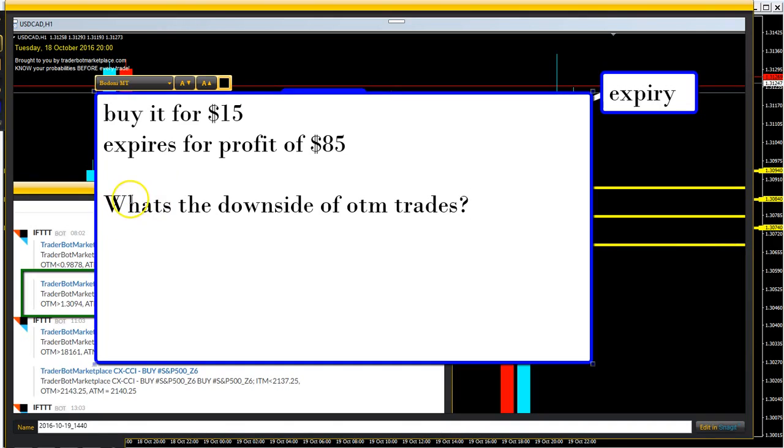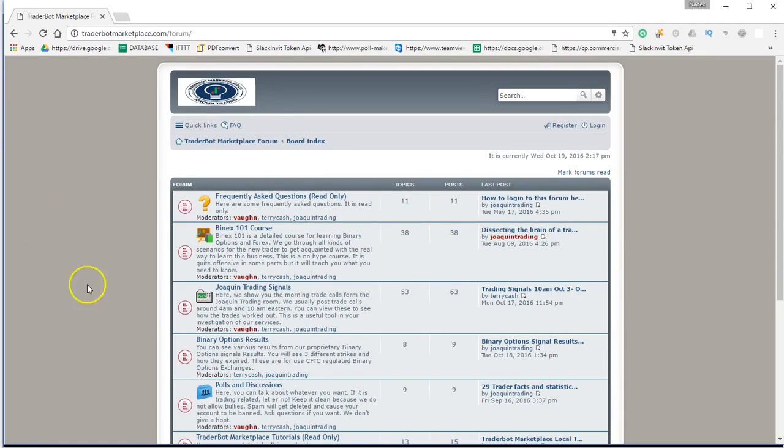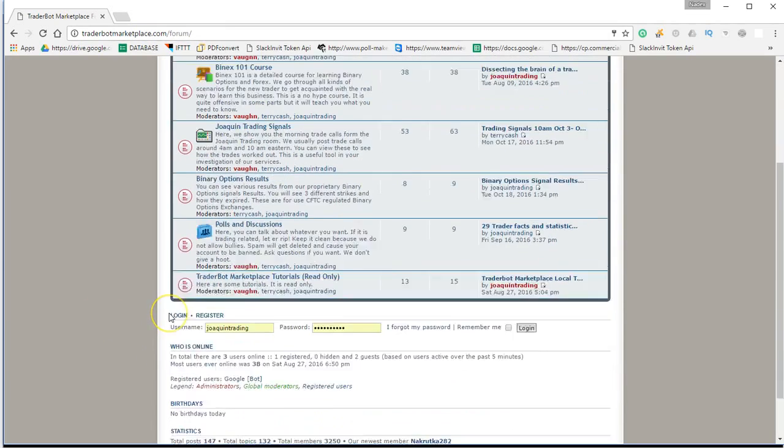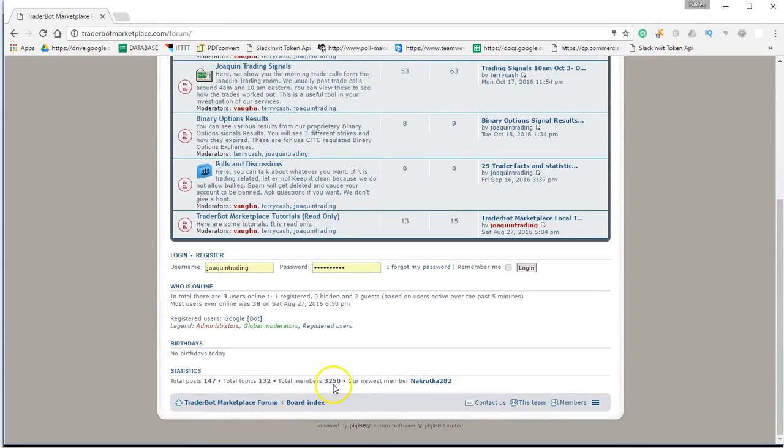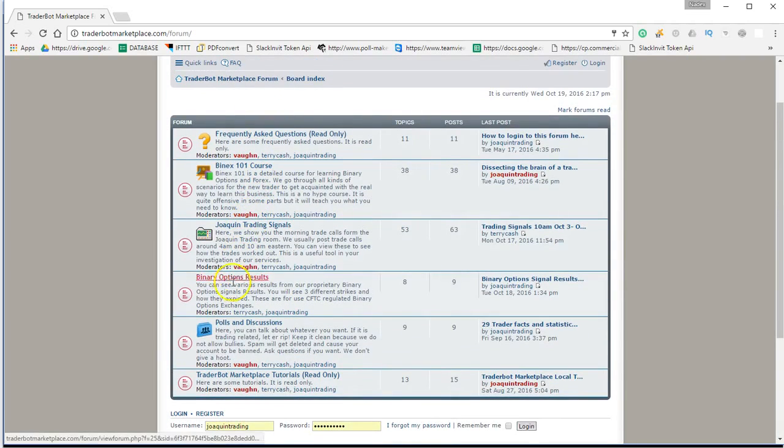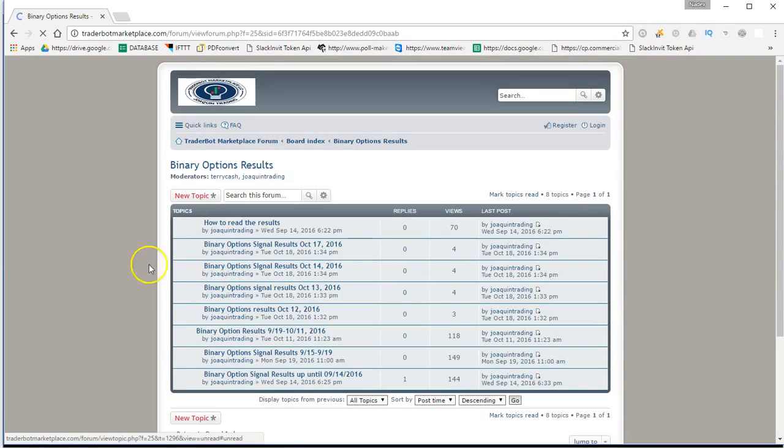So let's go look at some historical trade signals and how they expired. You can follow along and see exactly what I'm seeing as well. If you want to, all you have to do is go to traderbotmarketplace.com/forum right here. Oh wow, we're up to 3,250 members here. That's pretty cool. You can see the binary option signal results right here. Click on it, and it's going to give you everything all the way back until September of 2016, which is when we started these. So we're going to go look and see what these look like.